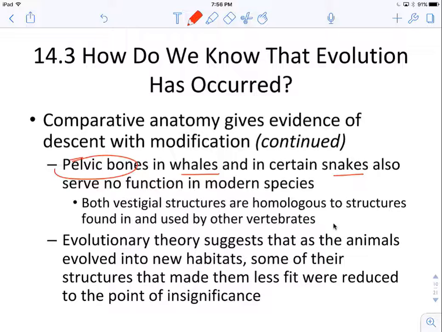So as animals evolved new habits and inhabited new niches in their environments, structures that made them less fit were reduced to the point of insignificance. So it didn't make sense for whales and snakes to have hind limbs, so they basically got rid of them.